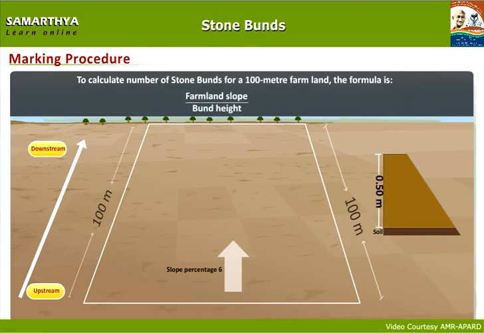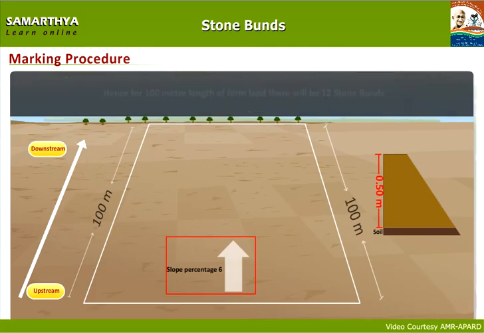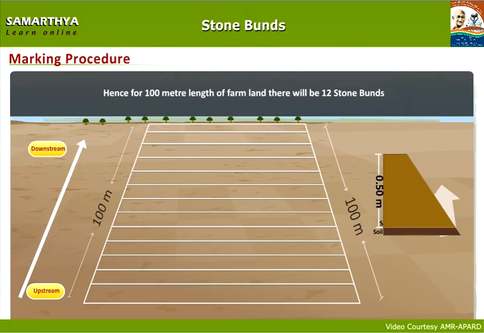To calculate the number of stone bunts for a 100-meter farmland, the formula is farmland slope by bunt height. In this case, the farmland slope is 6 meters, that is the vertical interval. Bunt height is 0.5 meters. Hence, for 100-meter farmland, the number of stone bunts should be 6 by 0.5, which is equal to 12. Hence, for 100-meter length of farmland, there will be 12 stone bunts.